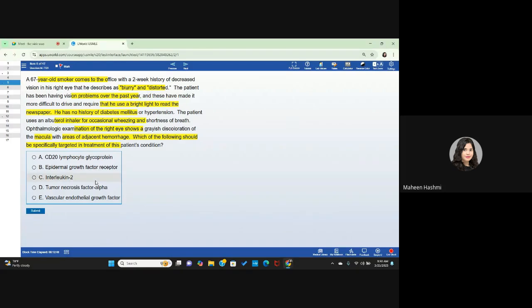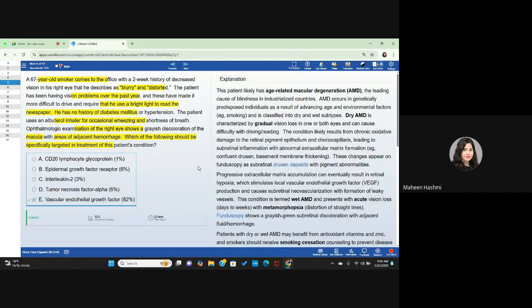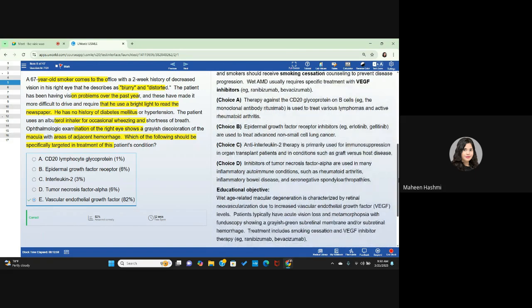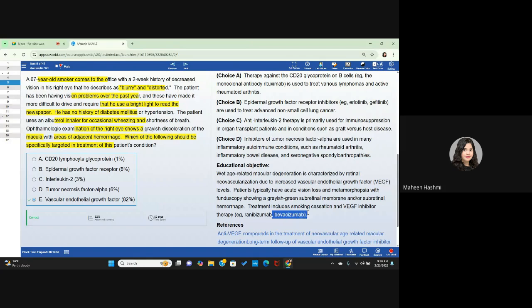What do you think the answer is? VEGF. To avoid the hemorrhages, VEGF should be targeted. Yes. We talked about this, how in age-related macular degeneration we give anti-VEGF, vascular endothelial growth factor inhibitors, and they help us curb down the excessive growth. This is what bevacizumab is very high yield for.